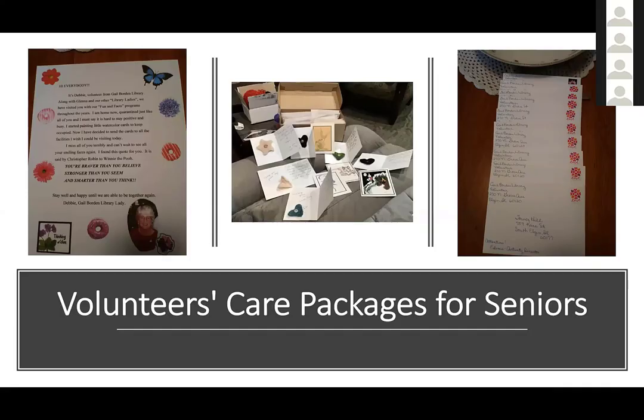Library volunteers are currently writing letters of encouragement to seniors. One volunteer that we have just absolutely loves to crochet. She's incredibly talented, and so she included the little hearts and stars inside the cards that you see in that middle slide. So even though we're not going in person and doing our programming right now, we're still staying connected and our volunteers are still staying busy.